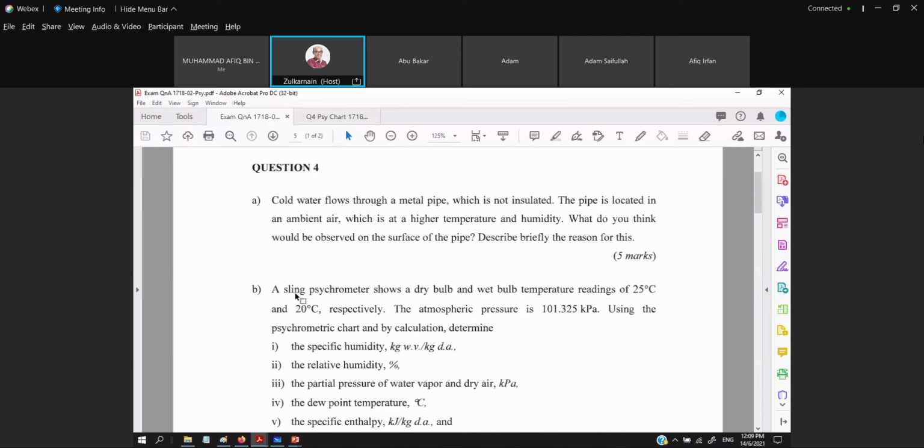We have our cold water flowing, and then outside we have our ambient condition, whereby the temperature is higher. Okay, higher temperature and humidity. What do you think would be observed on the surface of the pipe? Can anyone describe that? What is going to happen? Anybody can answer that?